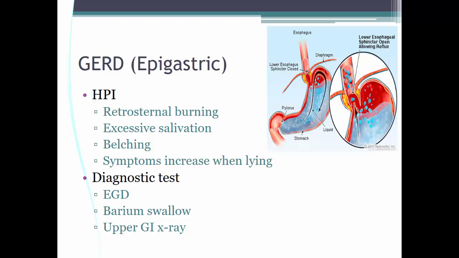Signs and symptoms. The most prominent symptom is heartburn, so that retrosternal burning. And remember, patients could come with chest pain, but this chest pain will be burning in nature, completely different from the chest pain of coronary or acute coronary syndrome, which is more pressure and tends to radiate.